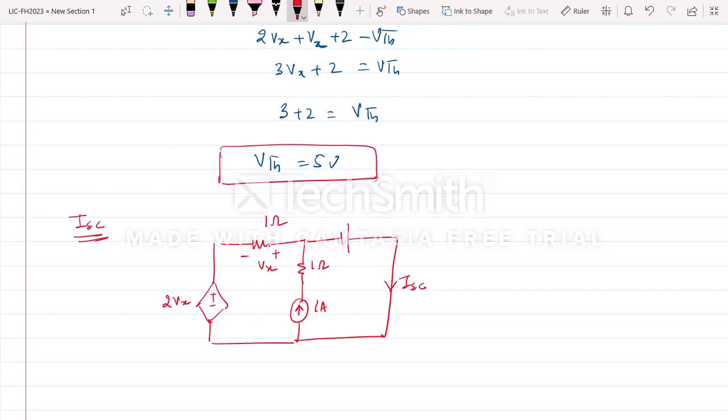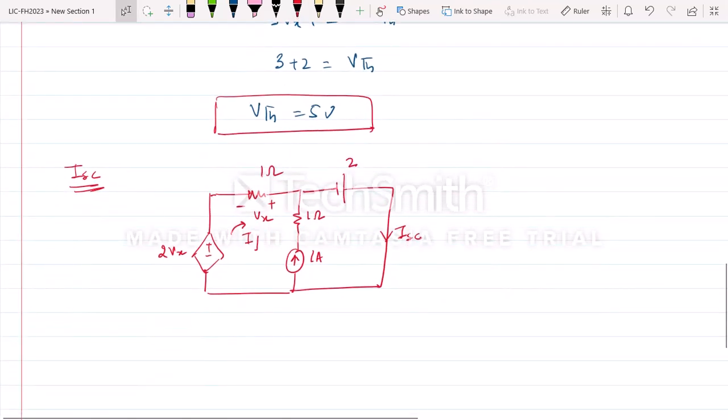So you can see that when this is 2 volts, there is only one current ISC here, and this is 1 ampere. So we will find ISC. Now, this is I1 and this is ISC. What is the value of I1? Apply KVL here and find the value of I1, because I1 is in this loop and ISC is in this loop.